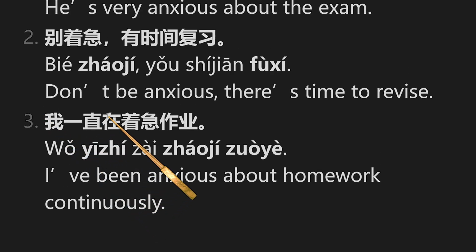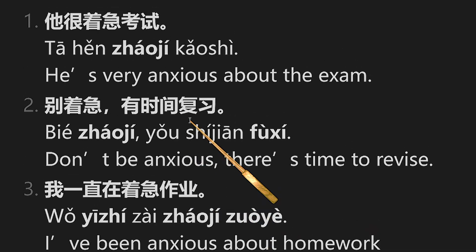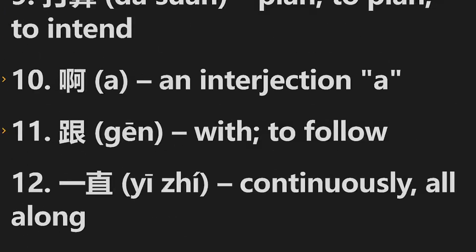我一直在着急作业。我一直 I'm constantly. Here is again 在 because it's continuous. 在着急, here is also a verb, so we need 在着急. I'm in the state, I have been anxious. I'm anxious about you. I think it's to be anxious. So 我一直在着急作业, about homework, so we don't need about. 我一直在着急作业. Okay.